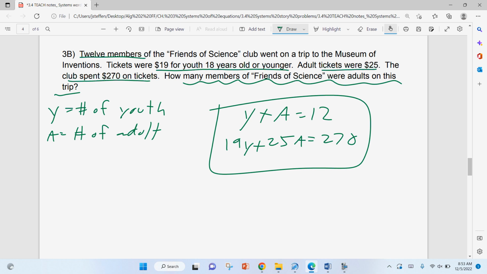You just need to know that youth is $19 per ticket, and we're finding how many youth. We don't care about their ages necessarily. So actually, it wouldn't be a bad idea if I were you, I'd maybe cross out that 18, just because you don't want to get confused by that. You don't want to use the 18 anywhere.